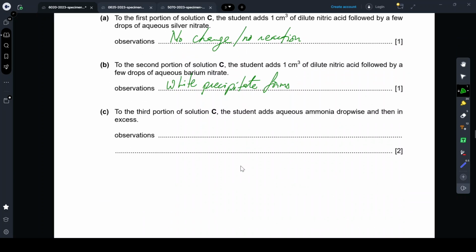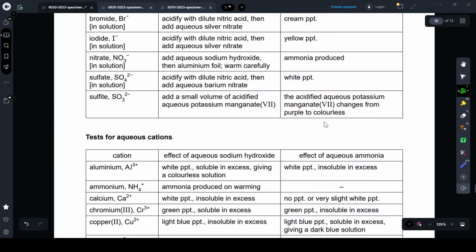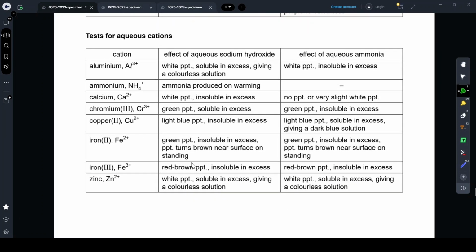And then finally, the student adds aqueous ammonia dropwise and then in excess. So this is testing for the cation, right? A green precipitate is formed, insoluble in excess, and it turns brown near the surface on standing. You can just take all of that and write it down.